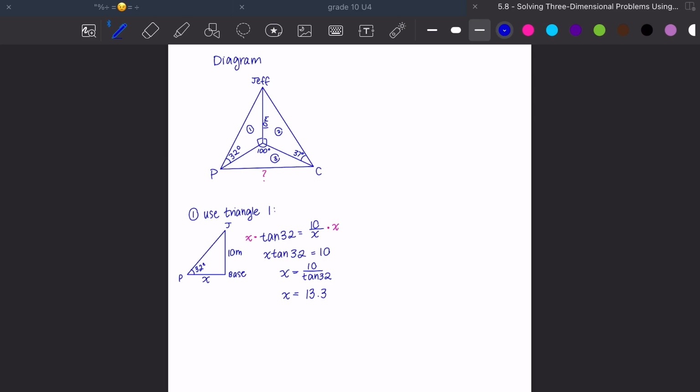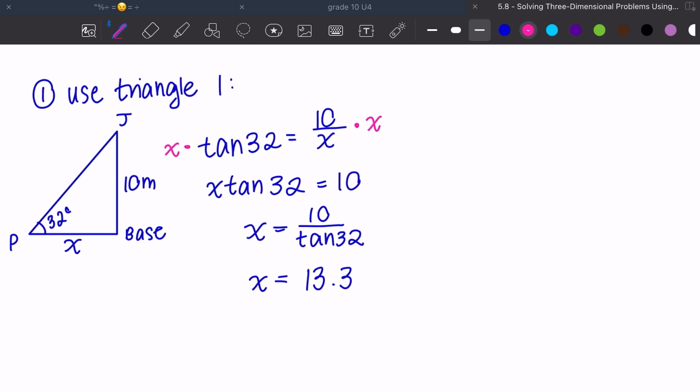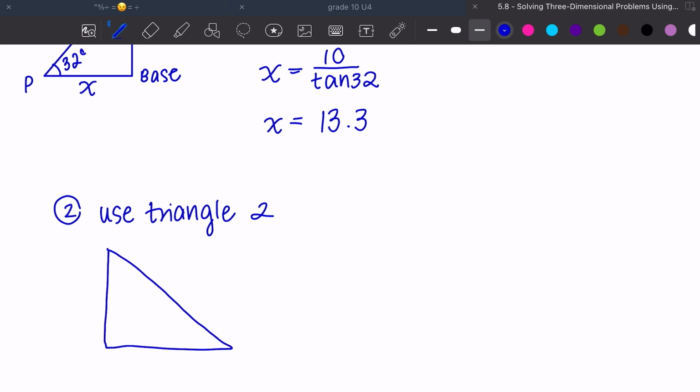What's next? What else do I need to find? So we found this guy. This is 13.3 in the triangle. What else do I have to find? Same thing, but the other side. So like this guy, right? Okay, use triangle 2, which is the other right angle triangle. We still know that this height is 10. This is now going to be 37 degrees, and we don't know this guy.